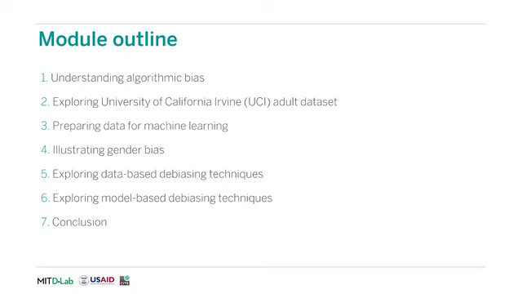In part 1, we're going to look at an overview of algorithmic bias. In the second part, we'll explore the UCI adult dataset. In the third part, we look at different data preparation steps for machine learning. In part 4, we're going to look at an example of gender bias. And in part 5, we're going to look at different data-based approaches for mitigating gender bias. And in part 6, we're going to look at different model-based approaches. And in the last part, we'll conclude by looking at the possible next steps.